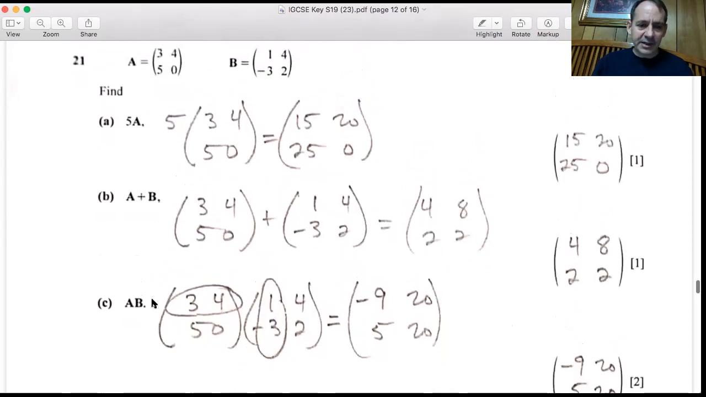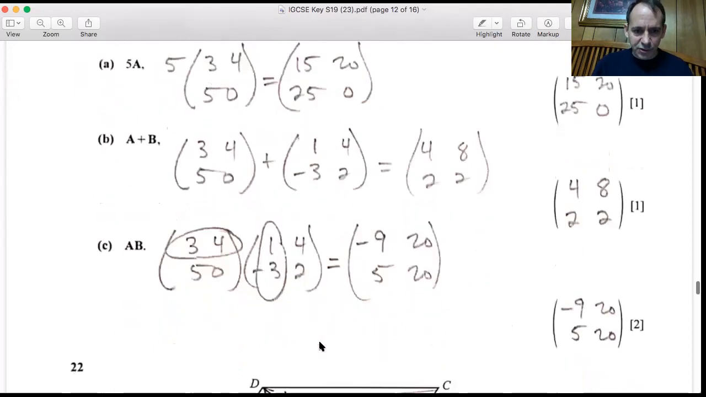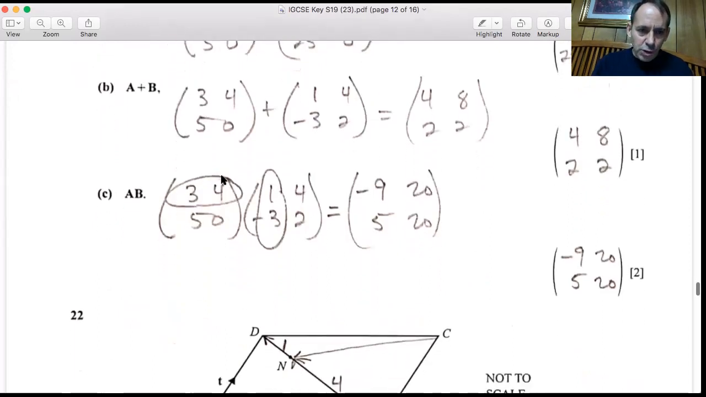Here's matrix multiplication. A times B. The order does matter. We need to put A first. 3, 4, 5, 0 times the B, 1, 4, negative 3, 2. When you multiply, you do row times column. So the 3 times 1 is 3, plus the 4 times negative 3, which is negative 12. 3 plus negative 12 is negative 9. Notice it's first row times first column. So first row and first column puts it right here, the negative 9.